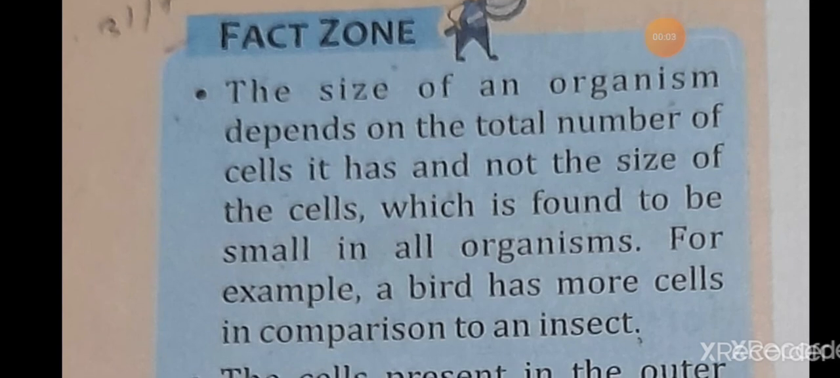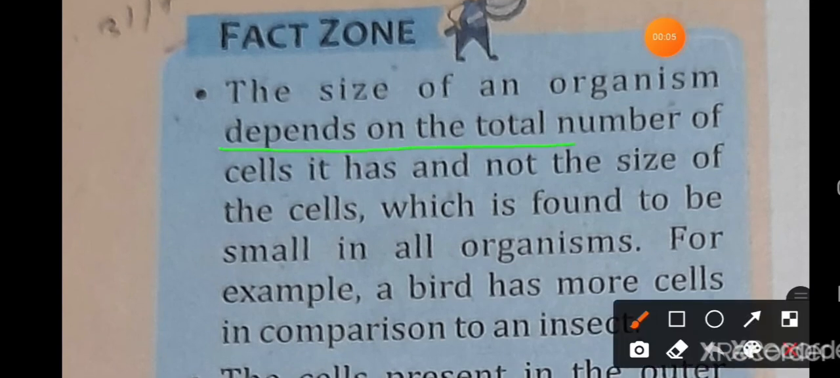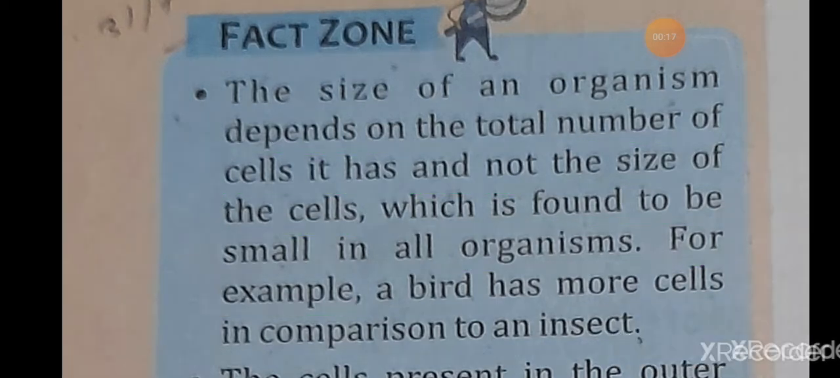The size of an organism depends on the total number of cells it has and not the size of the cells, which is found to be small in all organisms. For example, a bird has more cells in comparison to an insect. The cell size is very small in all organisms.